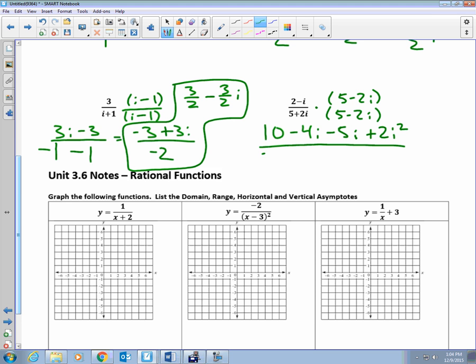5 times 5 is 25. Do I have to multiply the middles? No, because they go away. That's the whole point of multiplying by the conjugate. But you do have a positive 2i and a negative 2i multiplied together, which make a negative 4i squared.